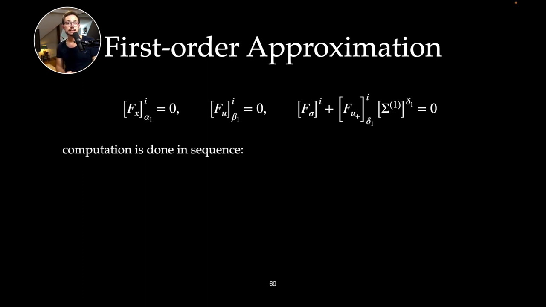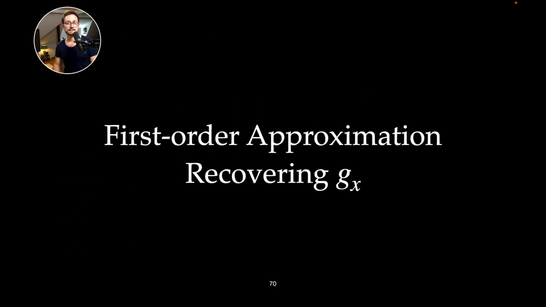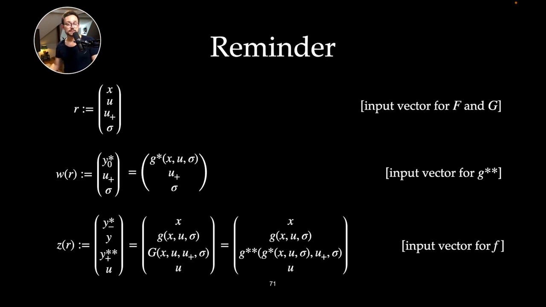Now the computation is done in sequence. So we first recover gx, then we recover gu because we need gx for this, and then we would recover g sigma. Okay, let's start with gx. First, a quick reminder of our definition of those vectors r that contain x, u, u plus, and sigma, and this w vector that contains g star of x, u, sigma, u plus, and sigma. And the definition of z, the dynamic variables, was given by this guy over here.